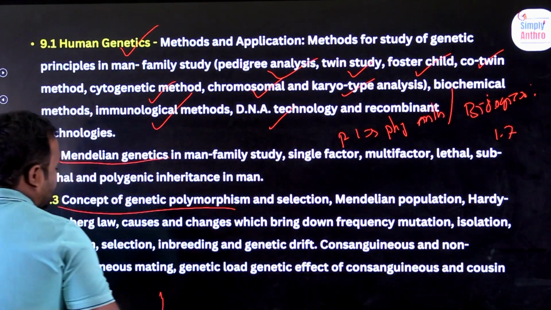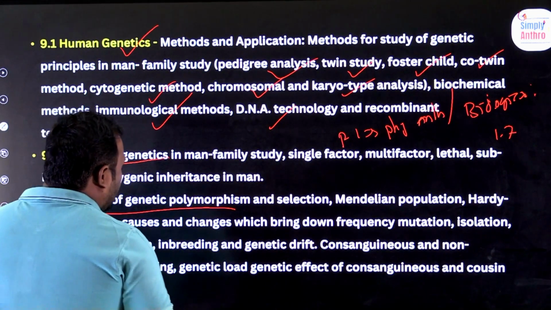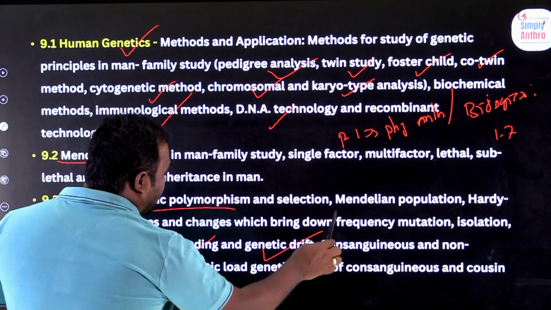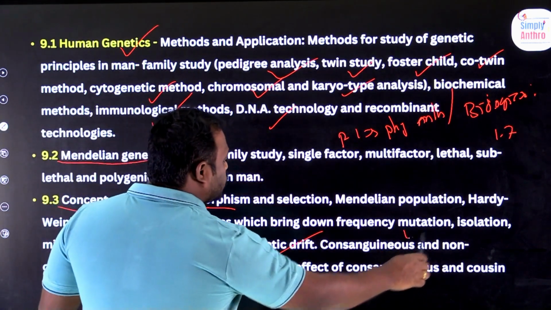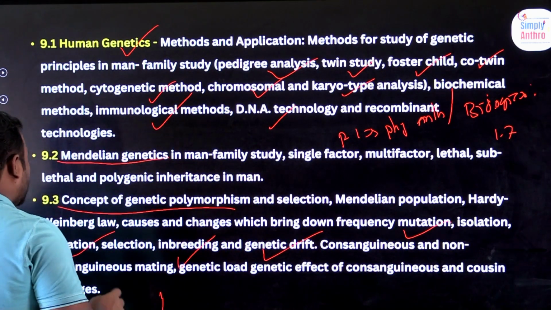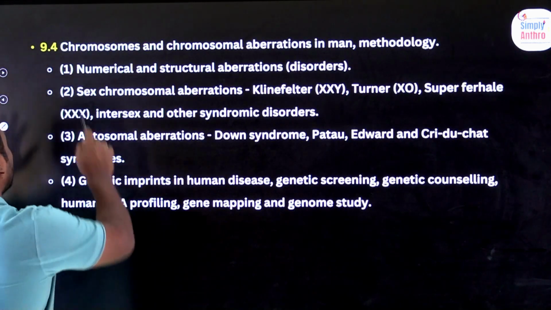Here we will talk about what is the Hardy-Weinberg law, what do you mean by inbreeding, what do you mean by genetic drift, what do you mean by consanguineous, non-consanguineous, what do you mean by mutation, isolation, migration. It is all about complete biology.